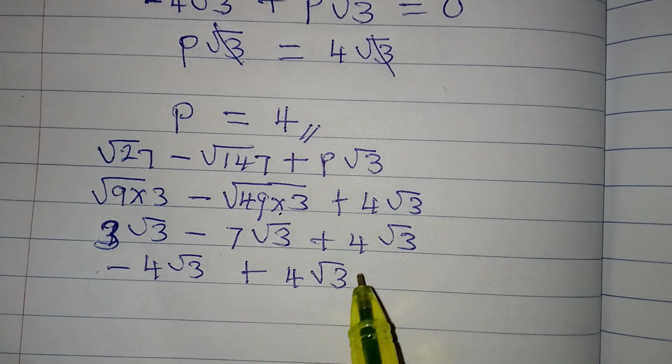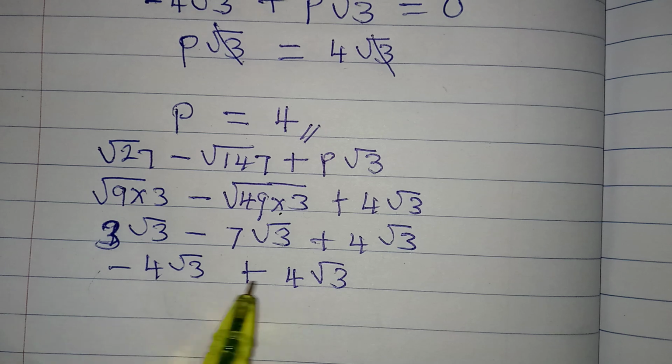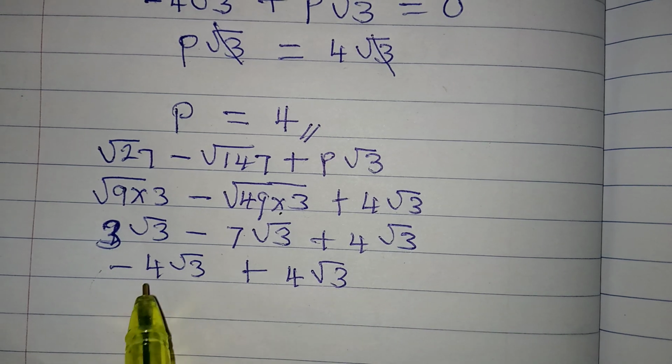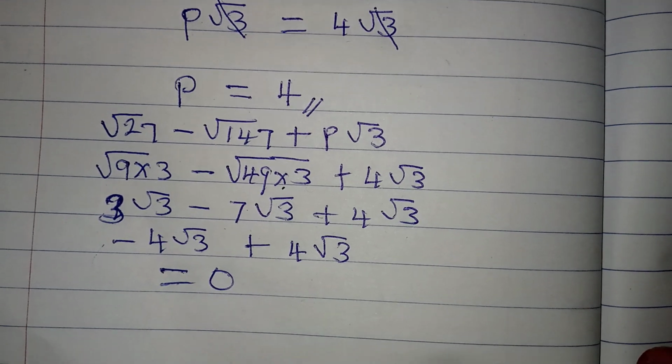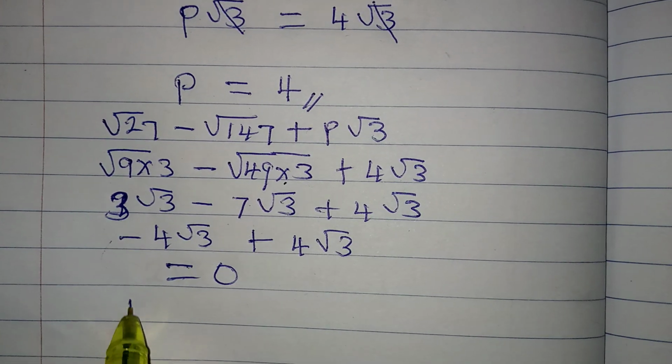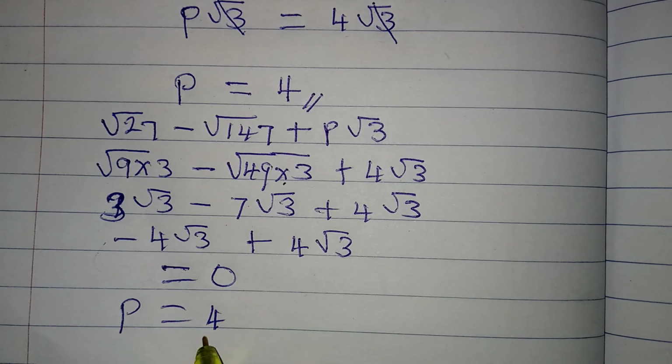Right? Now we are having the same thing but different sign. This is the same thing as 4 root 3 minus 4 root 3. And this will end up giving us 0. So this means that our p equal to 4 is very correct.